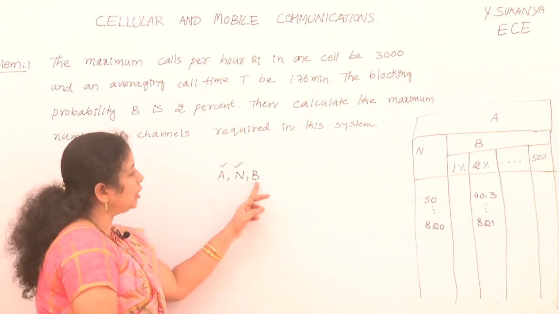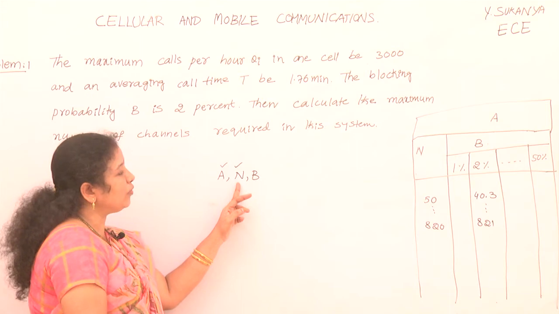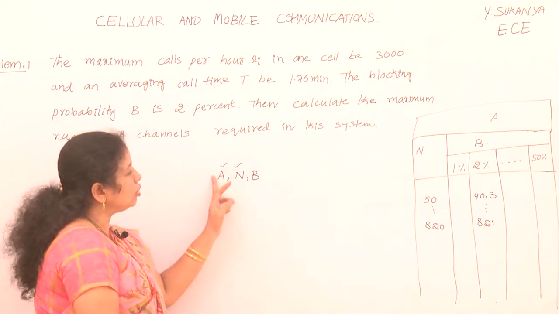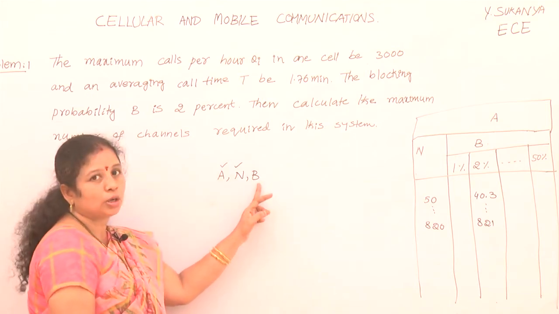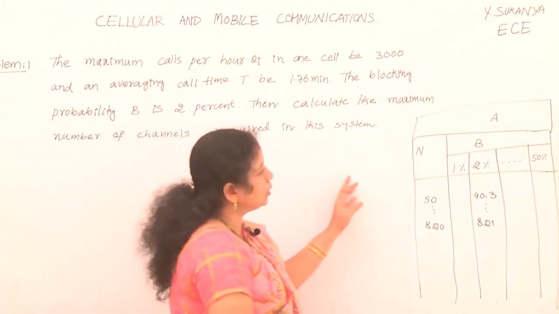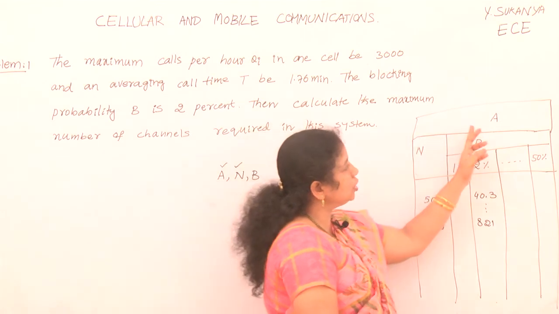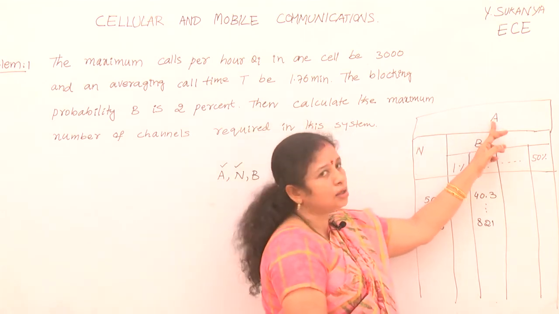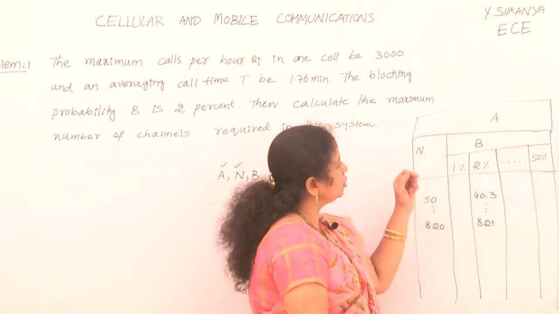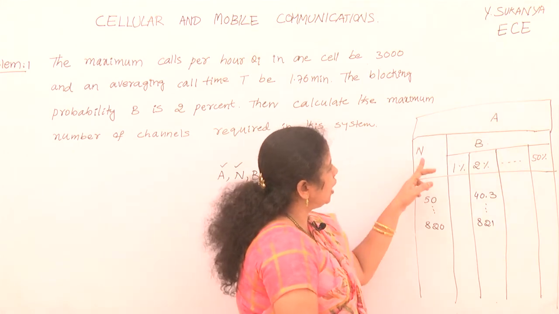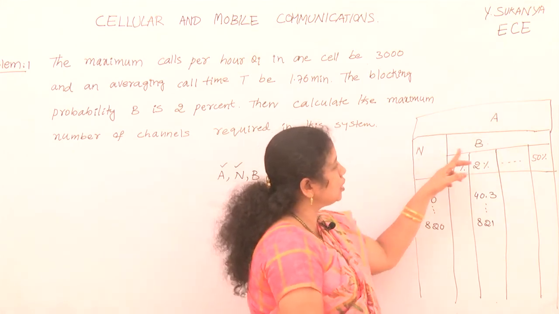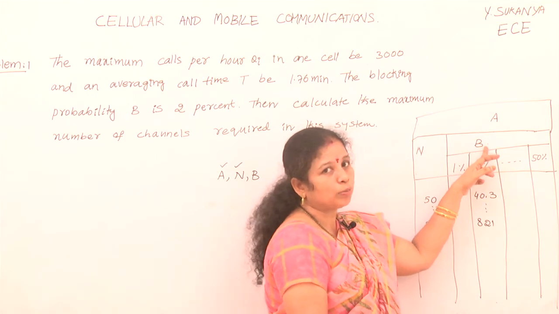Or if A and B are given, then what is the value of N? All these things can be found using those tables. Here I am describing the tables which are required to solve these problems. Here A is the offered load mentioned in Erlangs, N is the number of frequency channels, and B is the blocking probability.